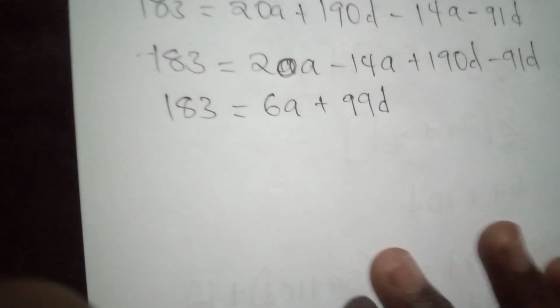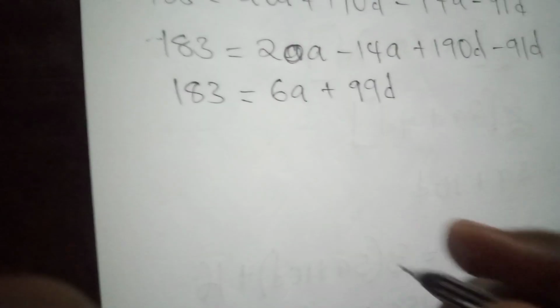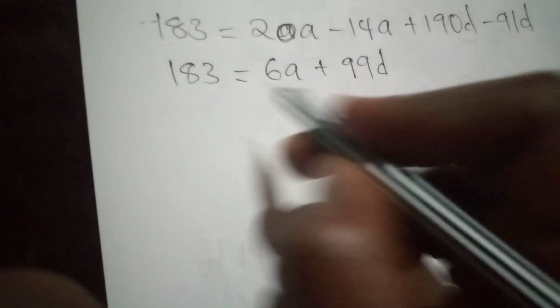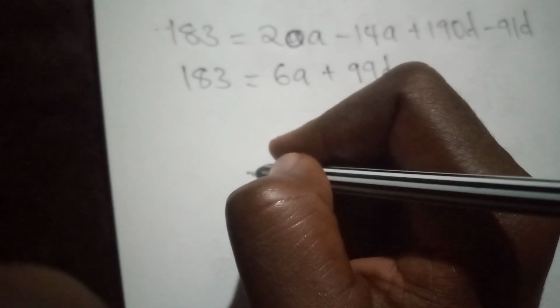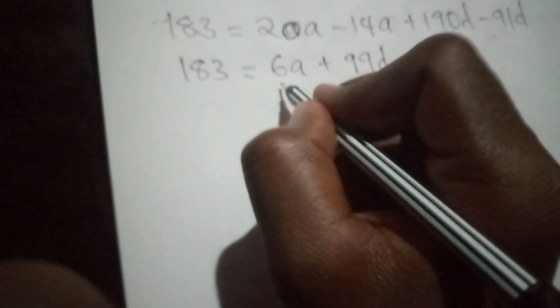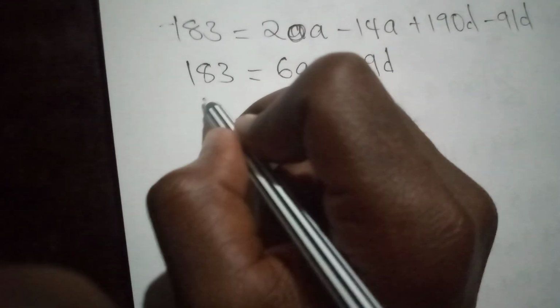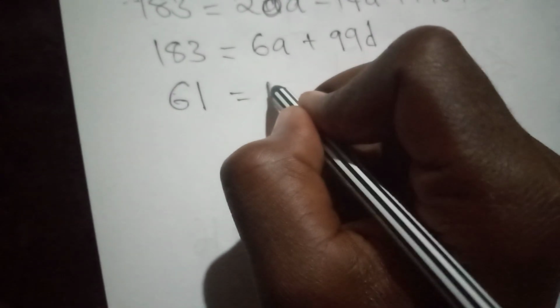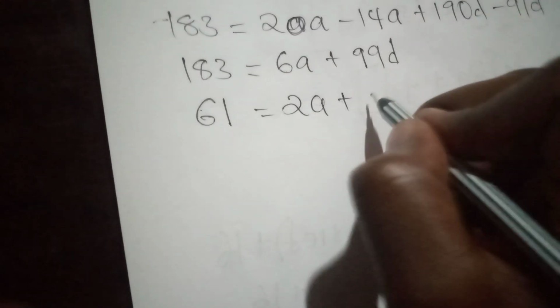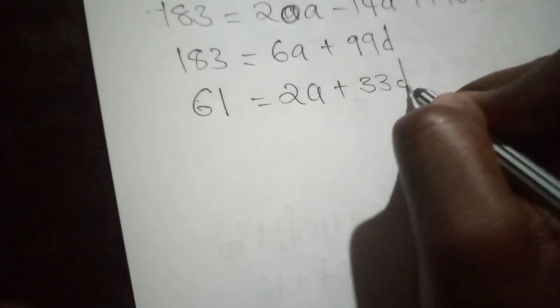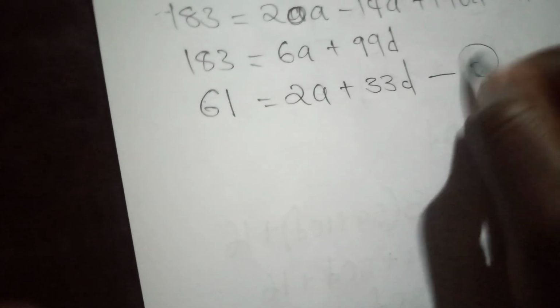So from there, what you're going to do is reduce the numbers by dividing the entire equation by 3. 3 into 183 is 61, equal to 3 into 6, that is 2a, plus 3 into 99, that is 33d. So this equation that we have formulated is easy.